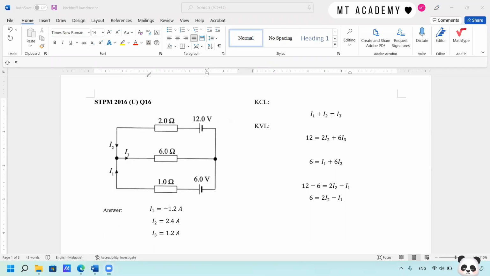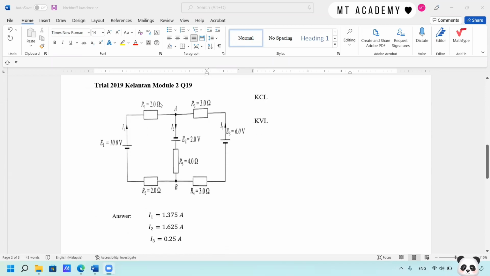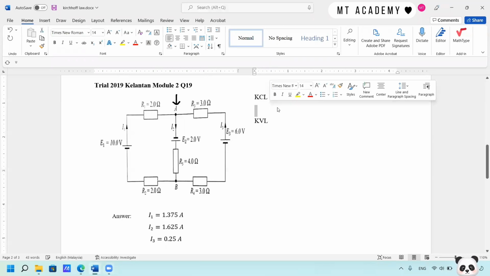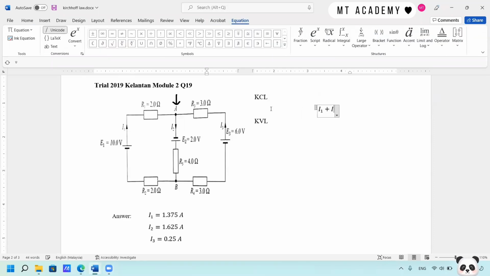So we're going to the next question, from Kelantan module 2. We're going to do the same thing. First we need to get an equation from KCL, so we can look at point A. We can see I1 is entering, I3 is entering, while I2 is flowing out from the point. So the first equation is I1 plus I3 equals I2. That is the first equation from Kirchhoff current law.